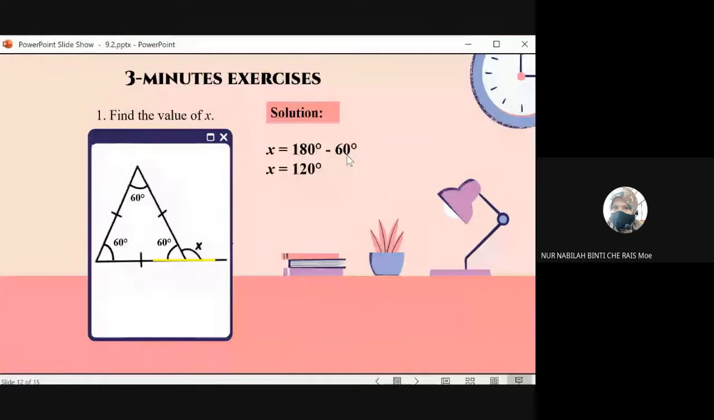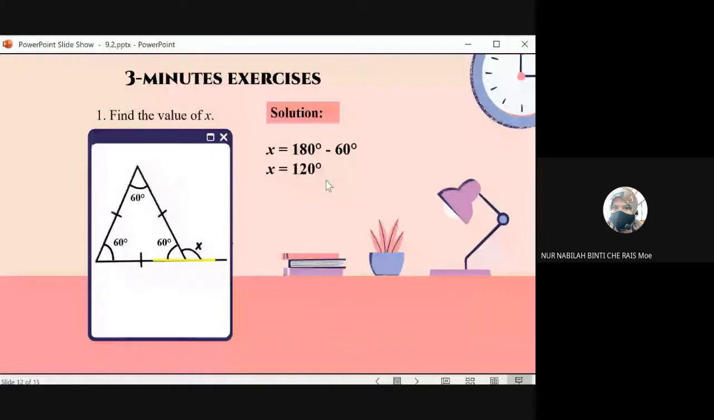How come some of you got 60? Joyce, just now you said 120 and now you said 60 again. Why? So this is the answer: x equals 120. Understand or not? Okay, because we want to find x. x is outside here, not inside. Okay, x is outside. So straight line 180 minus the inside angle, which is 60. So the answer is 120.